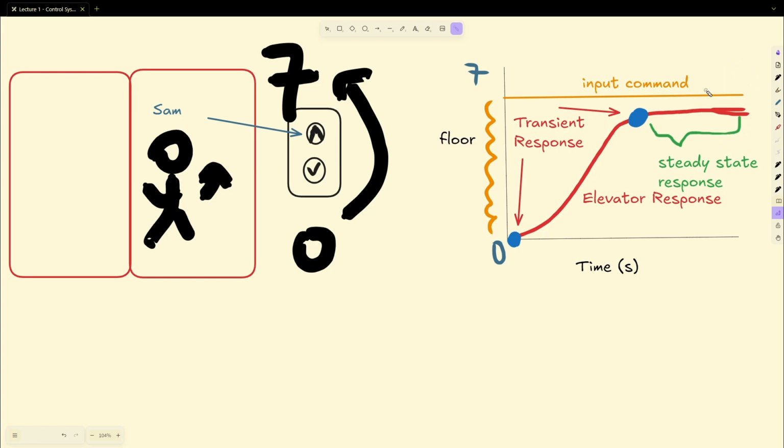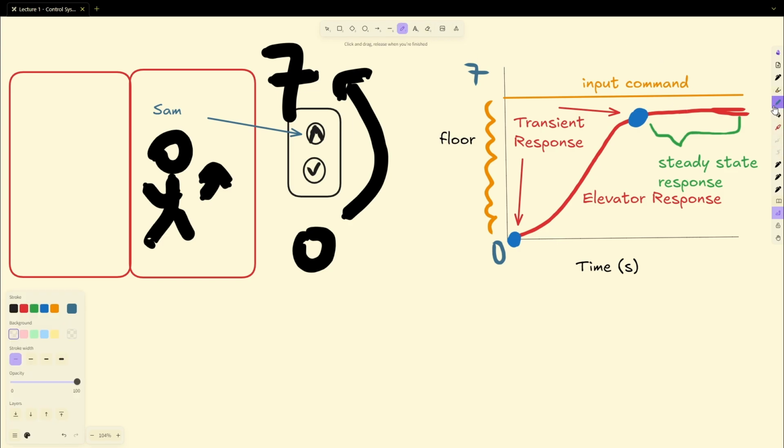Now, this error is normally not wanted by the system, right? We don't want this in our system. We don't want an error in any of our responses at the end. So if I'm going from floors 0 to 7, I want to arrive at 7, right? I don't want to arrive midway between 6.5 and 7. So this is called the steady state error.